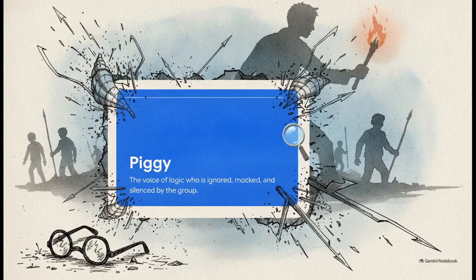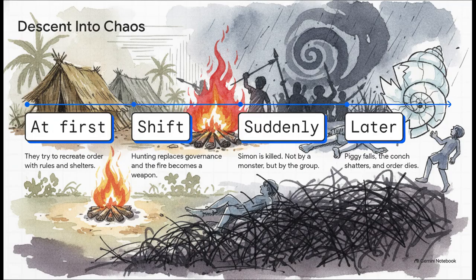If you want to understand just how deeply a society can fall, look at how it treats its most rational thinkers. Take Piggy. He is the unwavering voice of logic on this island, but as the chaos totally takes over, he gets mocked, ignored, and ultimately silenced. Why does this happen? Well, because reason is a direct threat to any society that's ruled entirely by fear and power. Notice how breathtakingly fast this entire collapse happens.